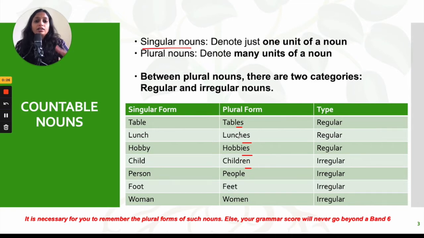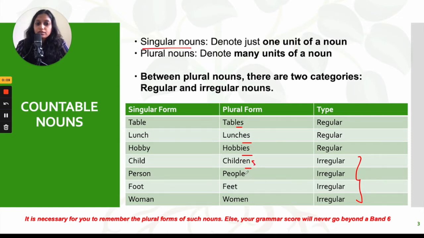All of these are regular nouns written with an S in the plural. Now take a look at the irregular nouns. Children, people, feet, women, men, oxen, teeth. All of these are irregular nouns. Okay, they don't have an S behind them, remember.